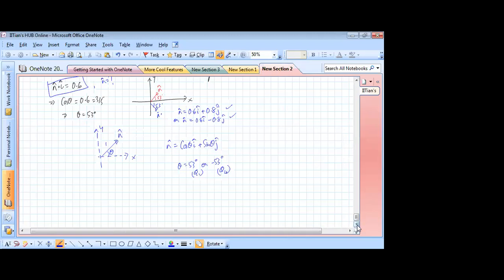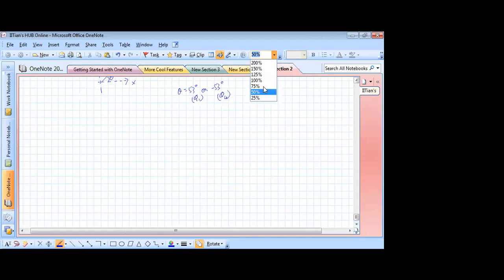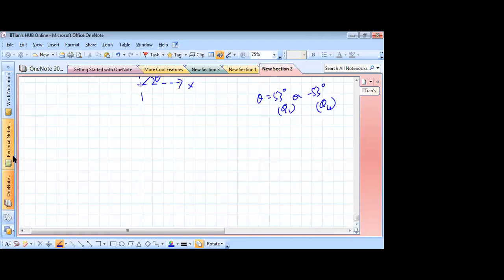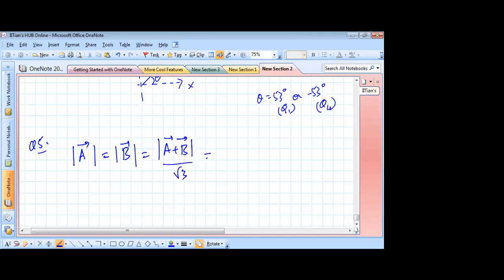Okay, good. Next, let us move on to question 5. There is something missing in the question. It should have just added the mod sign. The question should have been: mod A is equal to mod B is equal to mod of A plus B by root 3, and this is equal to 10. So just add the mod signs, as they are missing in the question. Now you have to find A dot B. It's very easy.